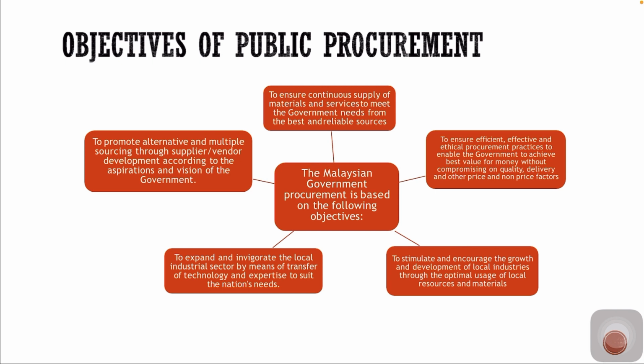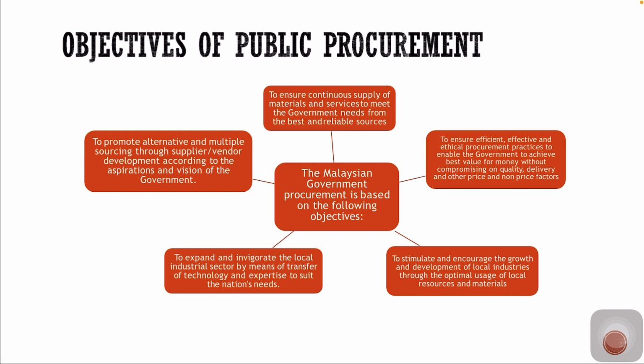So number 2, to ensure efficient, effective and also ethical procurement practices to enable the government to achieve the best value for money without compromising on the quality, delivery and other price and non-price factor. So for example, sebab itulah kita in order for a government to avoid any corrupted ataupun any fraud, they have policy. So kita ada perkeliling perolehan, kita ada akta kawalan keuangan. So this perkeliling will control the ethics and also the discipline of the government in spending the people's money.